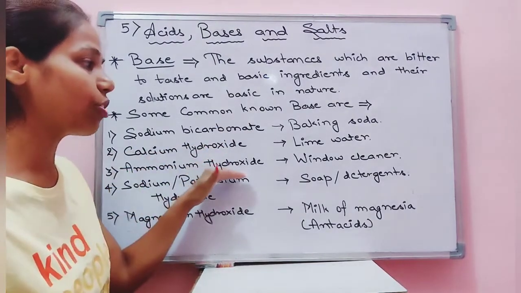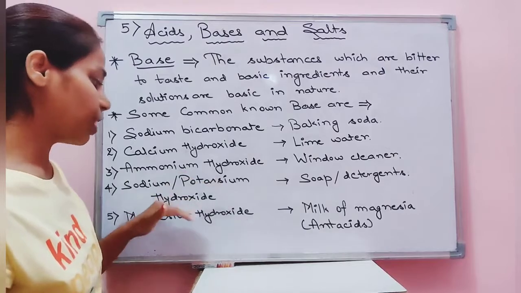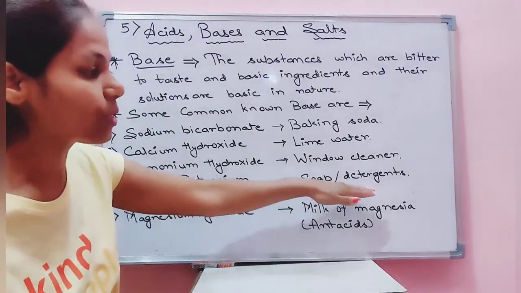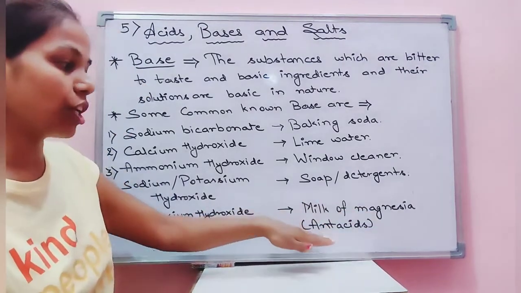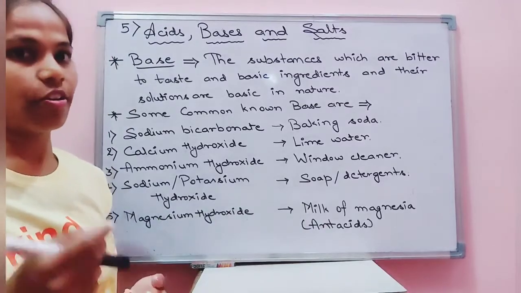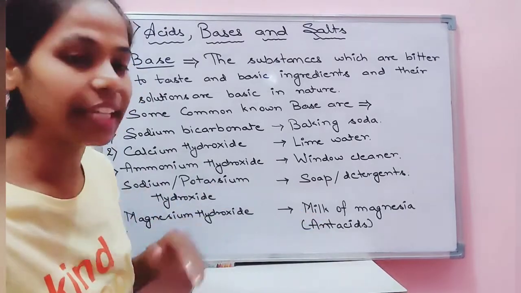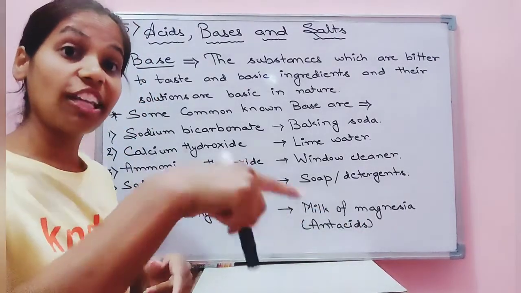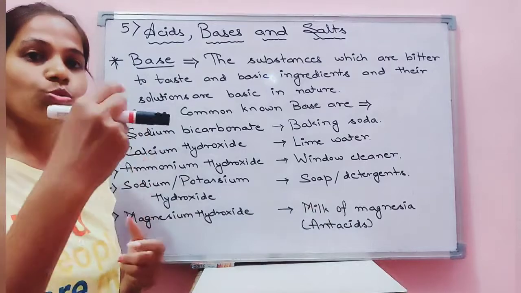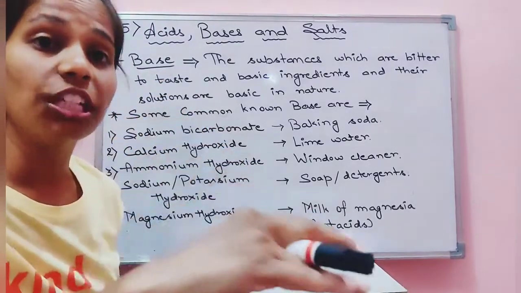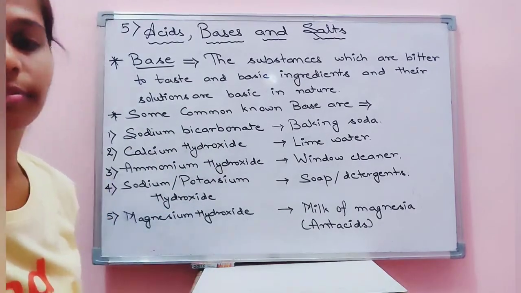Next is ammonium hydroxide, which is found in window cleaner substances. Sodium and potassium hydroxide are found in soaps and detergents. Magnesium hydroxide is found in milk of magnesia, also known as antacids. Fine children, if you have seen ENO, that is a kind of antacid, meaning it kills the effect of acidity in the stomach. Okay, so it neutralizes the effect of an acidic substance in the stomach.